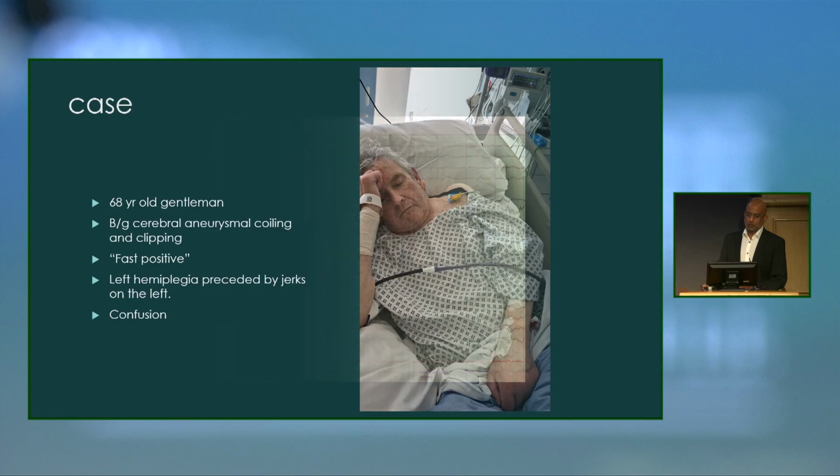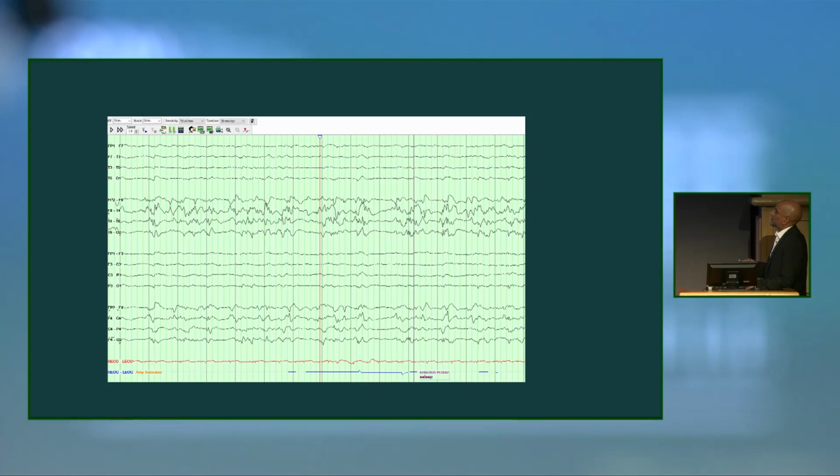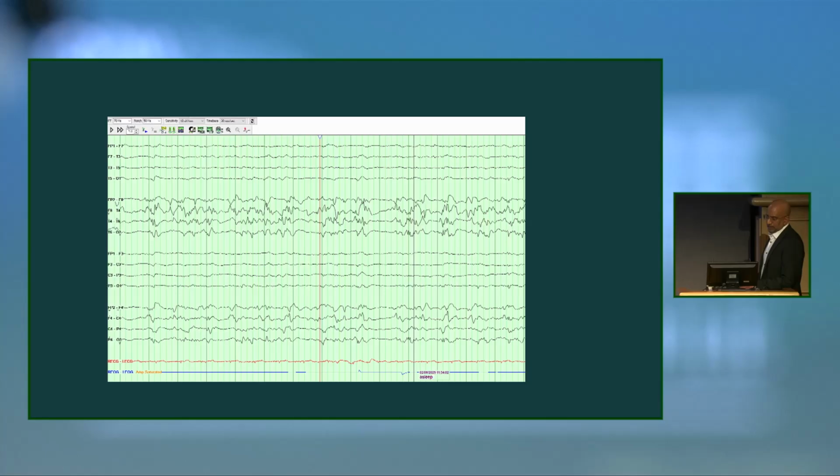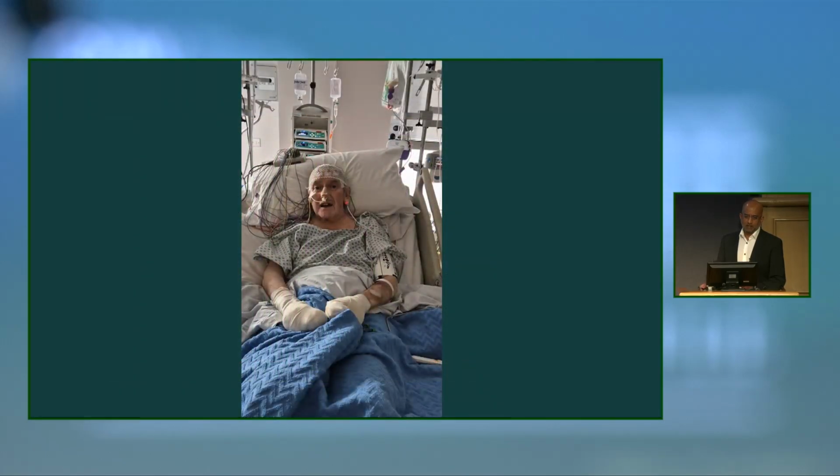So we investigated him further, and lo and behold, he had ongoing seizure activity on the right side of his brain. A few days later, actually he had quite a protracted course. We had to intubate, ventilate him, and use significant doses of anesthetic agents to control his seizures eventually.